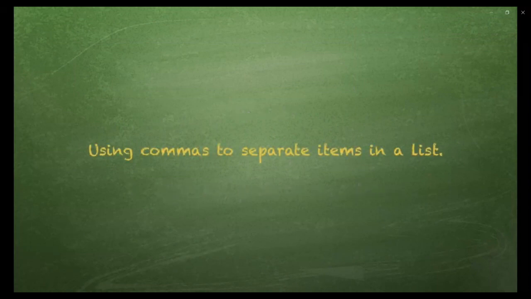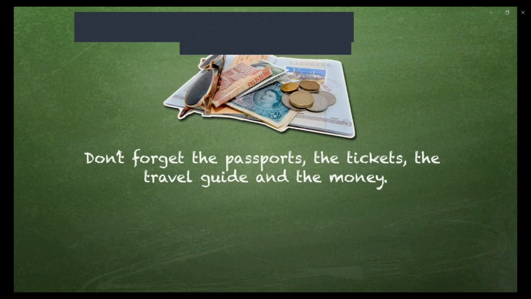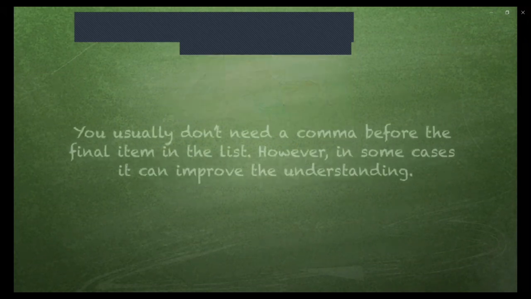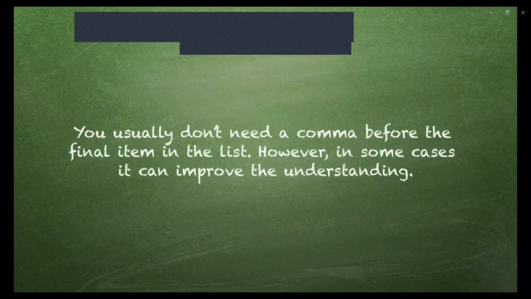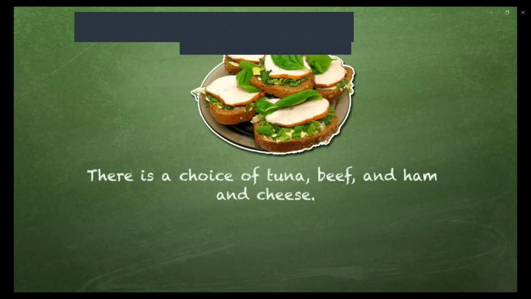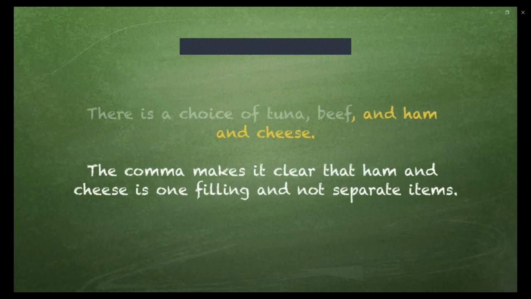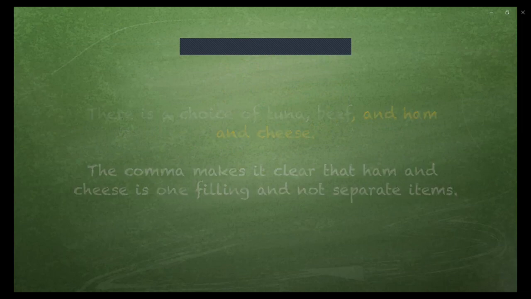Using commas to separate items in a list. Example: Don't forget the passports, the tickets, the travel guide and the money. You usually don't need a comma before the final item in the list. However, in some cases, it can improve the understanding. Example: There's a choice of tuna, beef and ham, and cheese. The comma makes it clear that ham and cheese is one filling and not separate items.